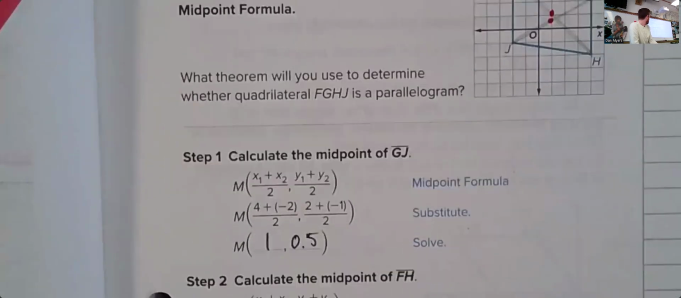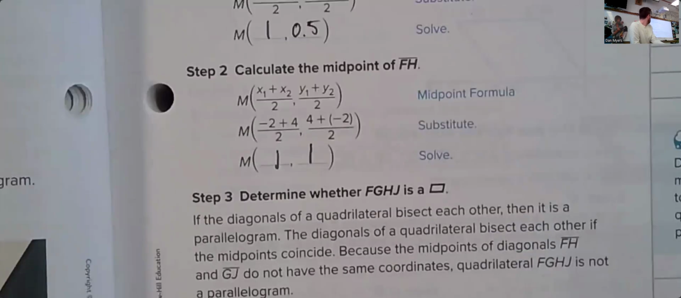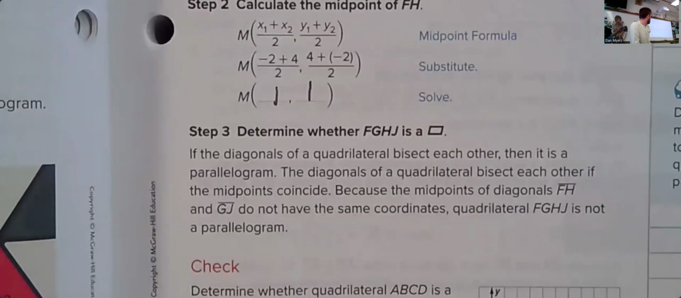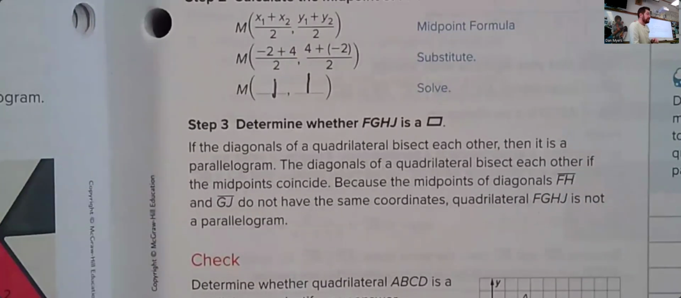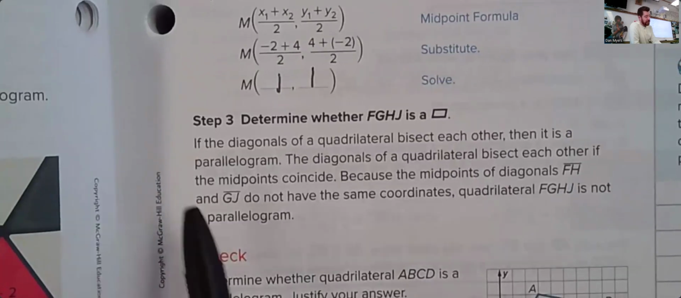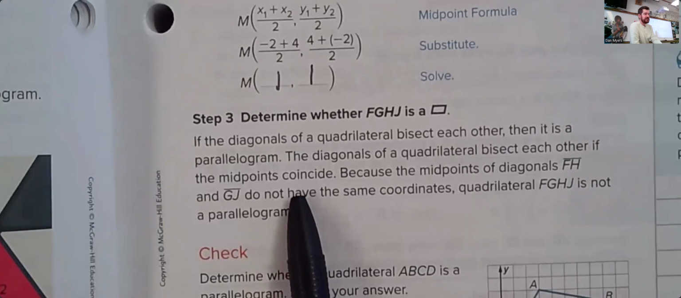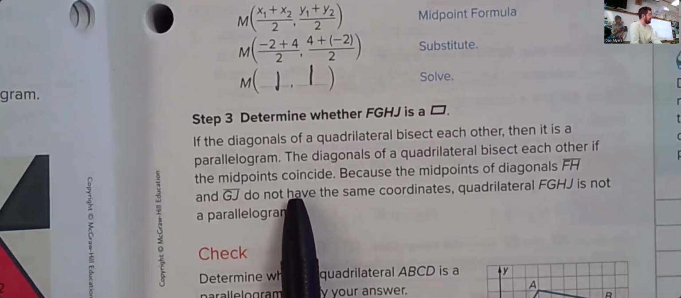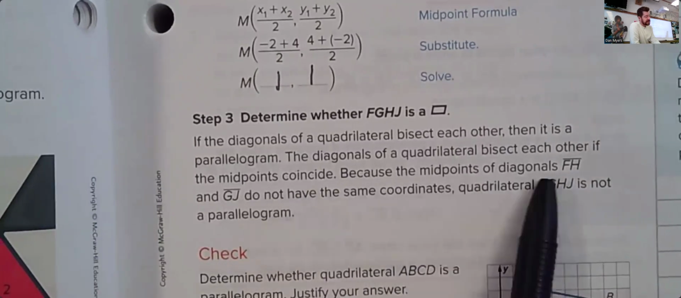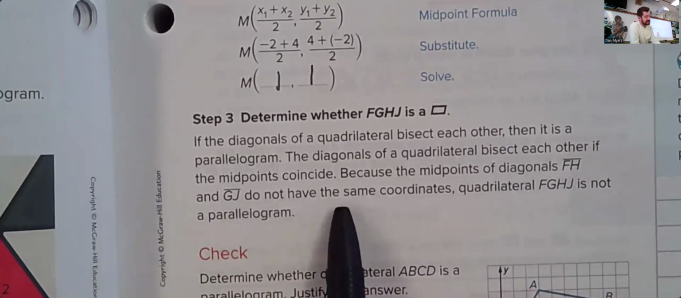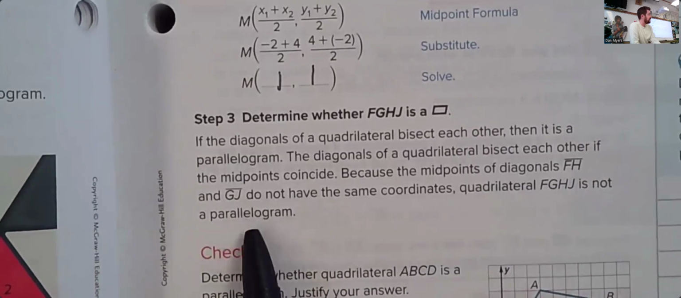So right here, moving down below, if the diagonals of a quadrilateral bisect each other, then it's a parallelogram. The diagonals of a quadrilateral bisect each other if the midpoints coincide, meaning the midpoints are at the same place, which also means it's the point of intersection. Because the midpoints of diagonals FH and GJ do not have the same coordinates, this is not a parallelogram.